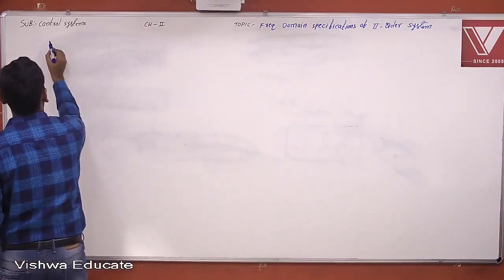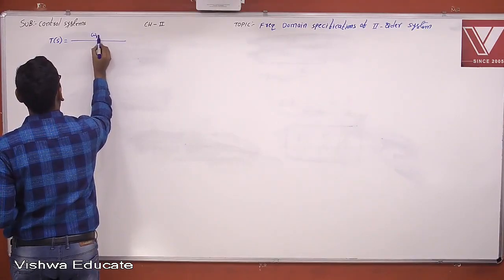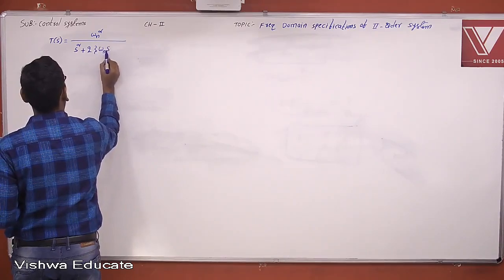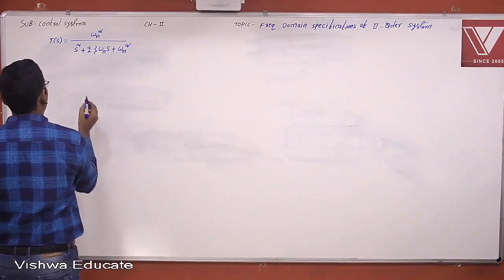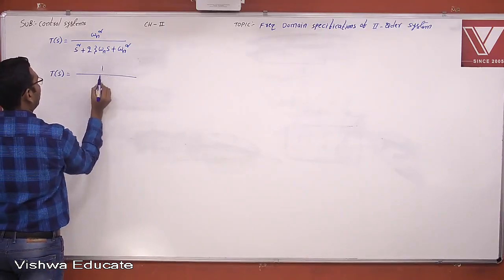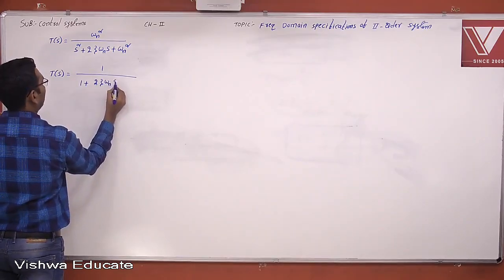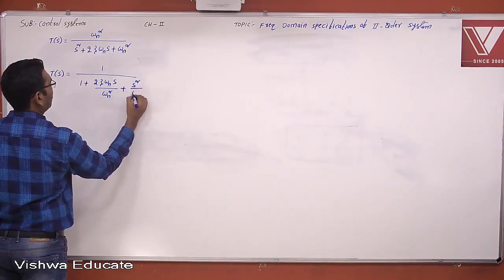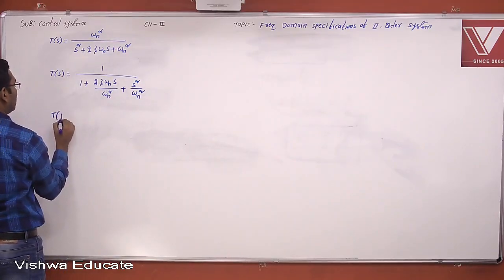Now what is the transfer function? The transfer function is nothing but omega n square by S square plus 2 zeta omega n into S plus omega n square. First I want to take omega n square as common here. Which is nothing but omega n square times 1 plus 2 zeta S by omega n plus S square by omega n square. Omega n square cancels after taking the common, and replace S equal to j omega.